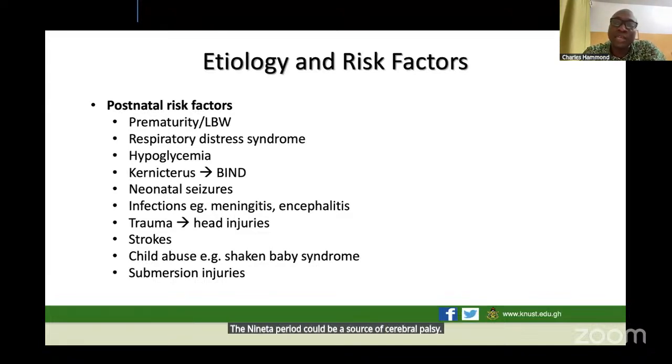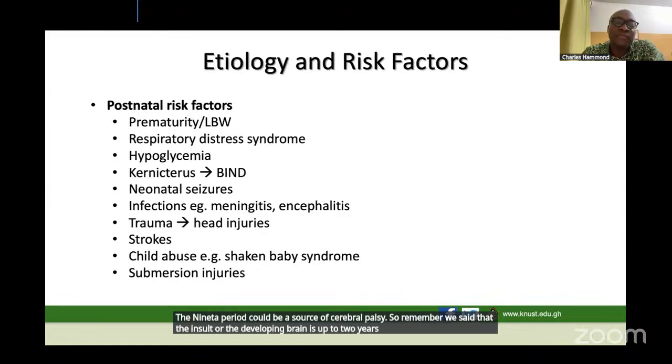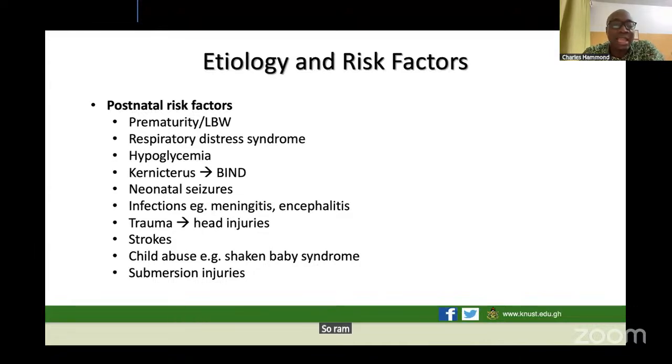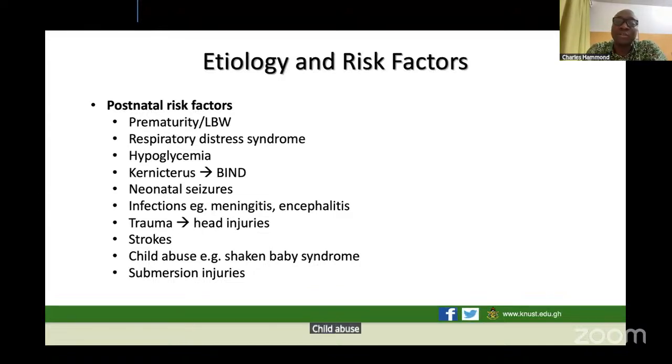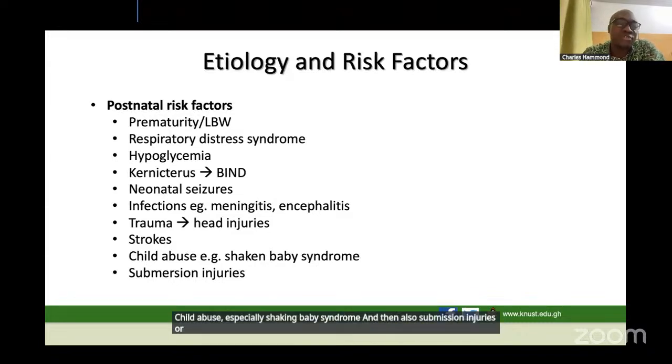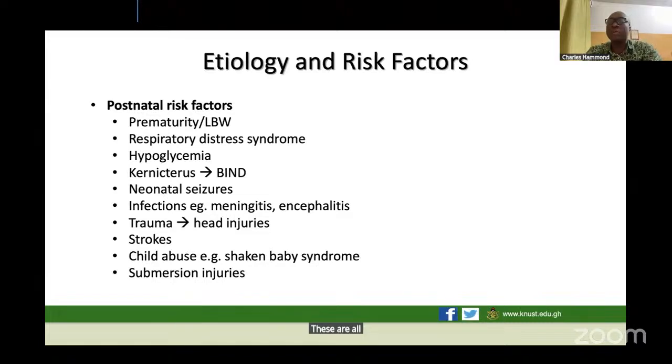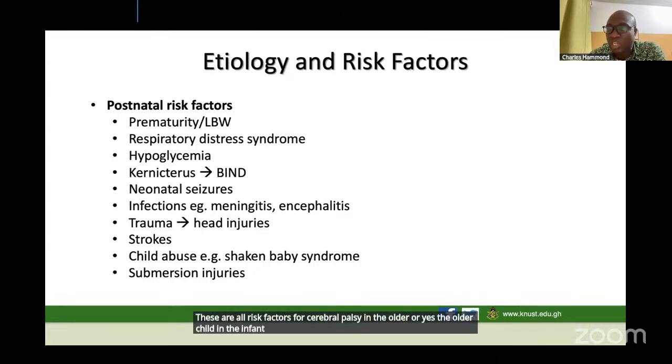So remember, we said that the insult to the developing brain is up to 2 years. Then infections like meningitis, encephalitis, cerebral malaria in early life, head injuries from all forms of trauma, and then stroke in early life, child abuse, especially shaken baby syndrome, and then also submersion injuries or drowning or near drowning. These are all risk factors for cerebral palsy in the older child, in the infant or the child up to 2 years.